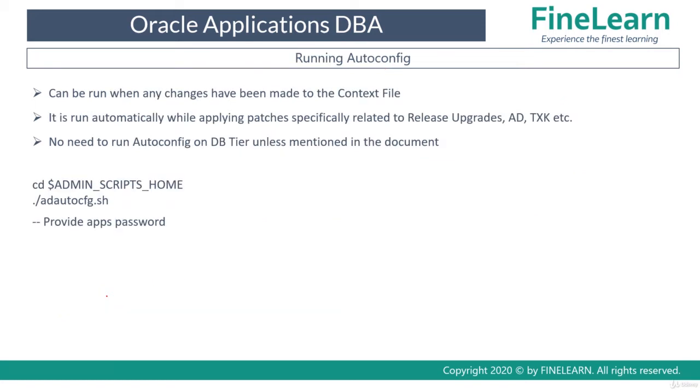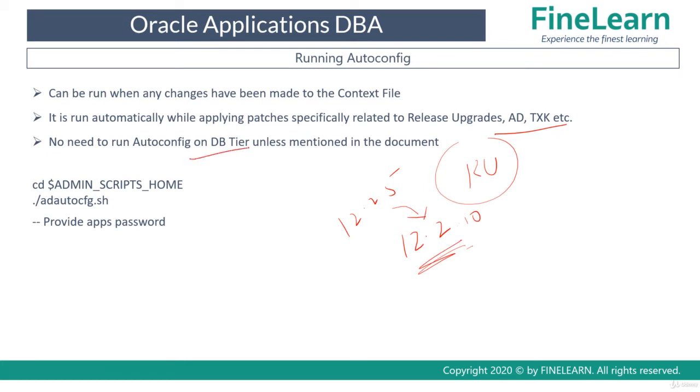So how to run autoconfig? Once you make the changes in the context file, you have to run the autoconfig. And remember, sometimes during some important patches such as ADTXK patches, we'll be seeing about the ADTXK patches in the ADOP chapter, when you apply these ADTXK type of patches, autoconfig is run automatically. And also, if you are applying any release update patches, for example, you are applying the 12.2.10 release update, and you are currently on, let's say, 12.2.5, usually the autoconfig is run as part of the patch itself.